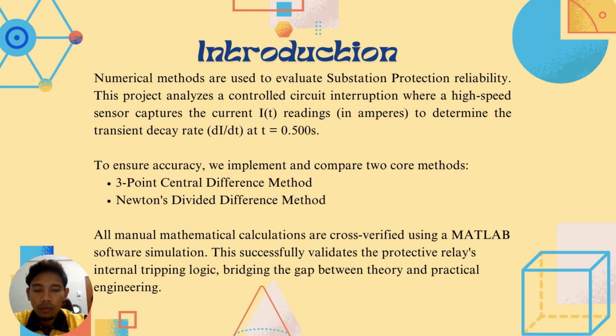We implement and compare two core numerical approaches to ensure mathematical accuracy. We use the three-point central difference method for fast, real-time derivative estimation, and Newton's divided difference method to construct a polynomial that models the continuous current curve. Our manual calculations are cross-verified using a MATLAB software simulation. Successfully matching our results with the simulation validates the protective relays' internal tripping logic, bridging the gap between theory and practical engineering.